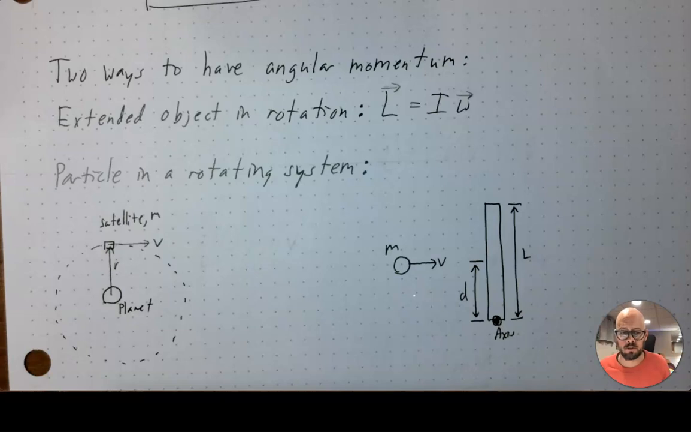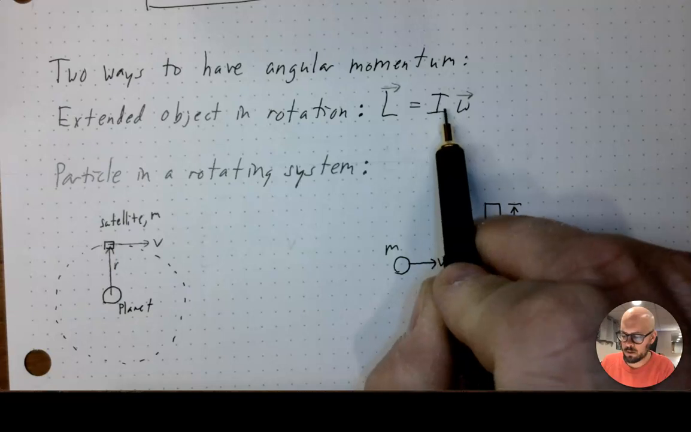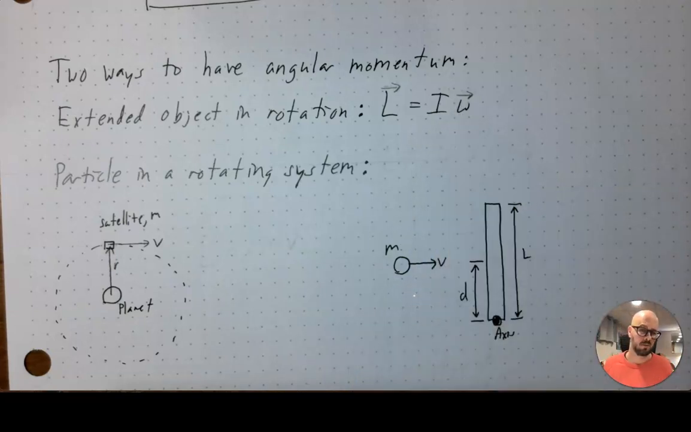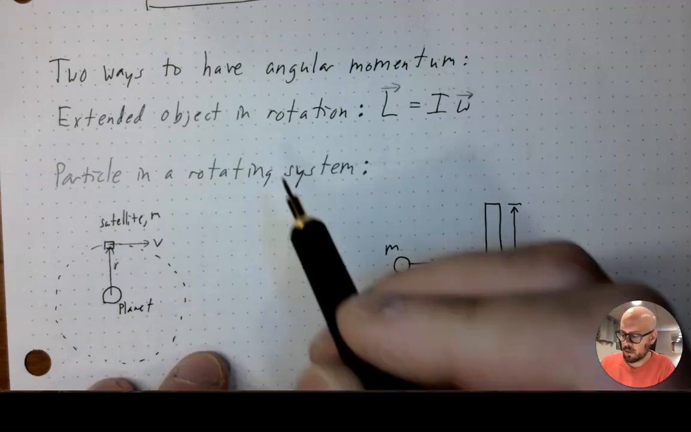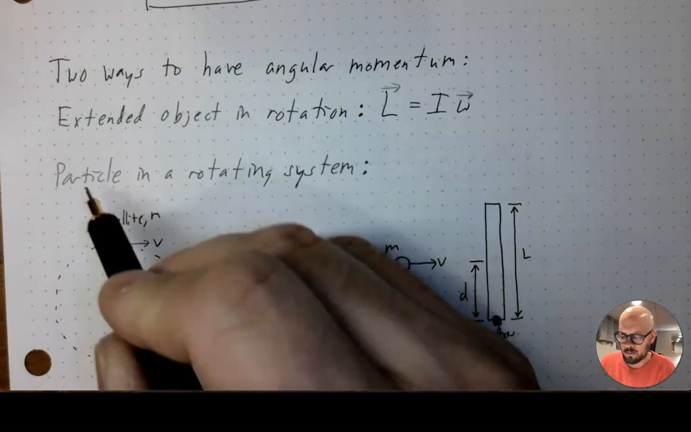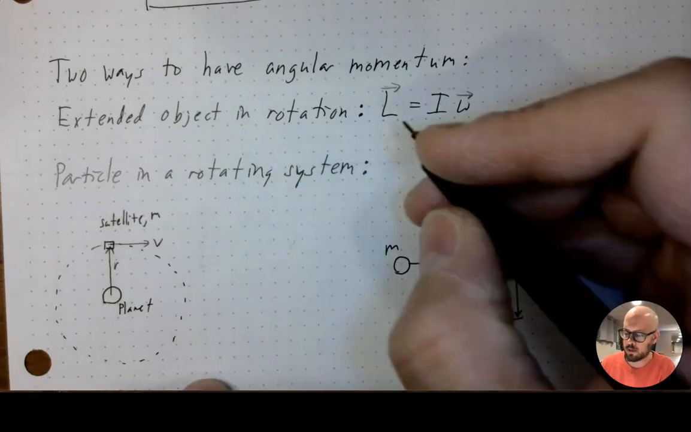Remember, extended objects are just like large objects that rotate, where their mass is distributed throughout themselves, instead of a point mass, where there's a mass in a specific location instead of distributed. So that's the easy one. We've talked about rotational inertia and angular velocity, and so there's nothing more to talk about other than these objects also have angular momentum. The other way to have angular momentum is to be a particle within a rotating system.